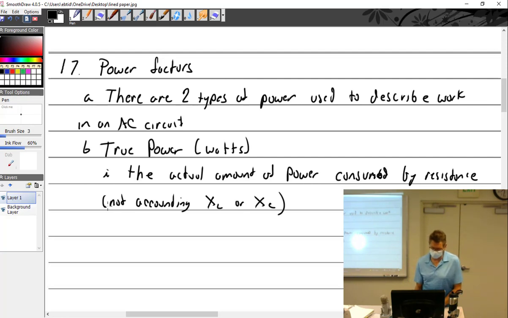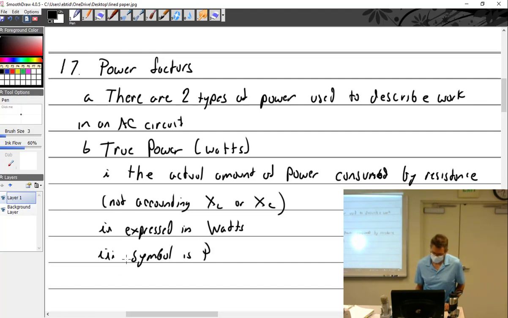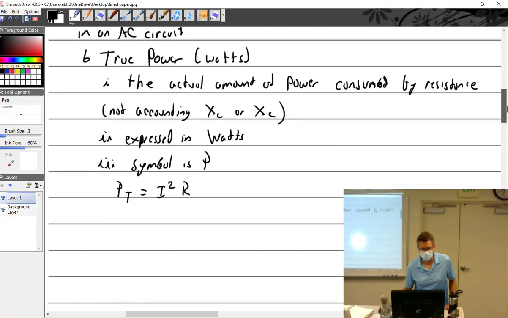All right, we're doing good. So it's measured in watts. Say that again. Measured or expressed. I like expressed better, not measured. Expressed in watts. Symbol is P. You know that? And it is P total equals I squared R. I'm going to go through these a little quick. I'm not going to belabor them too much.